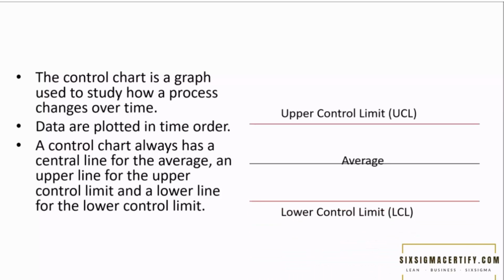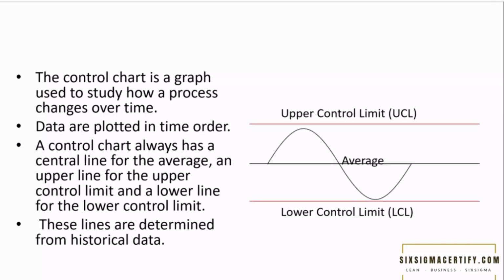Here, the line in the middle shows the average value, the upper red line shows the upper control limit, and the lower red line shows the lower control limit. The data are plotted and they generally fall between the upper and the lower control limit. In some instances, the data may jump out of the upper and lower control limit. The upper control limit and the lower control limit are determined from the historical data.